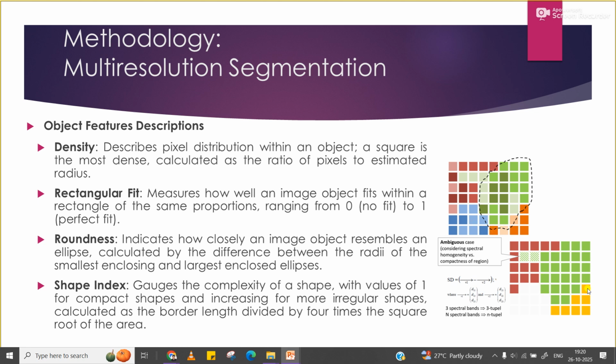Here we can see these are the three class objects, shown in three colors. There is a little variation here, but they belong to the same class. So this is how the homogeneity and the compactness are working.